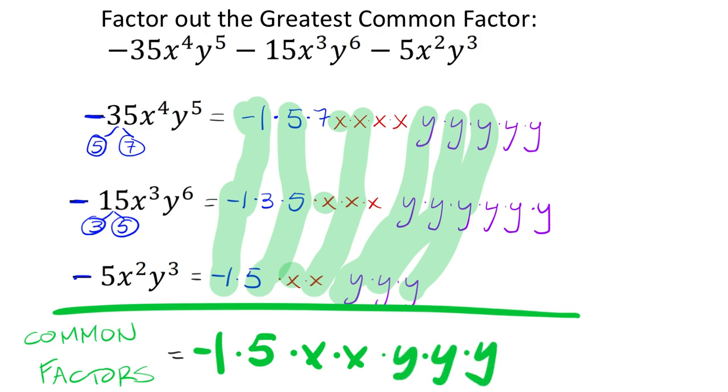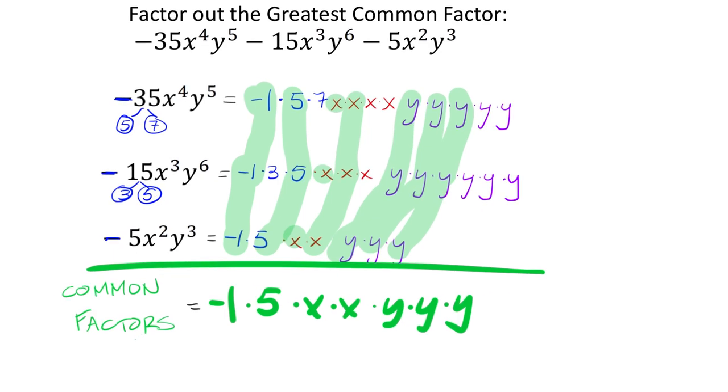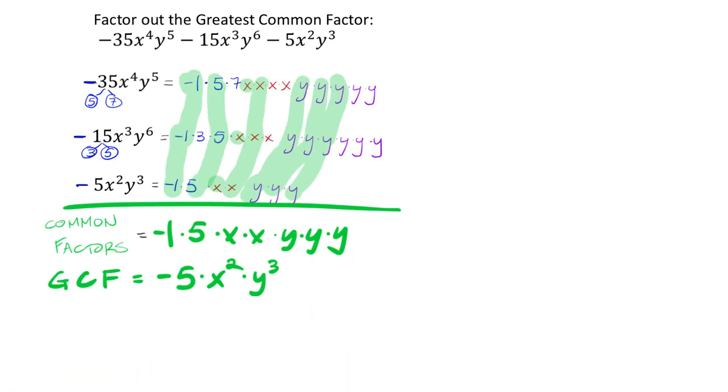Now these are our common factors. Remember, we're looking for the greatest common factor. And to find the greatest common factor, all we need to do is multiply these out. So again, negative 1 times 5 is going to be negative 5. X times x is x squared. And y times y times y is y to the power of 3. This would be our greatest common factor.